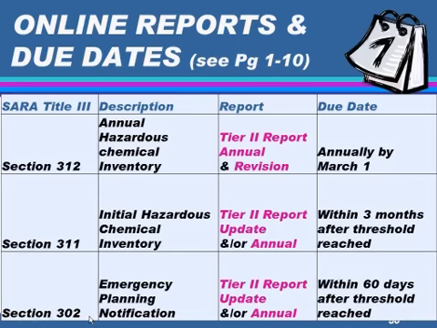And then we have the Section 302, that's for the emergency planning notification. That's your extremely hazardous substances. And again, you have 60 days to meet that deadline. If you have an extremely hazardous substance that exceeds the threshold planning quantity, just include it on your update report, or if it's already there, it will be included on the annual report. Everything for Section 302 is now part of the Tier 2 report.